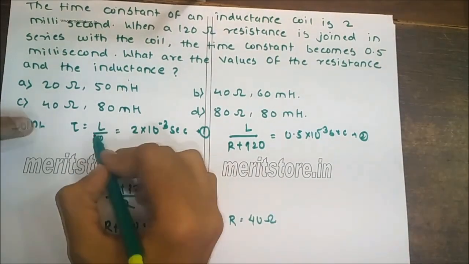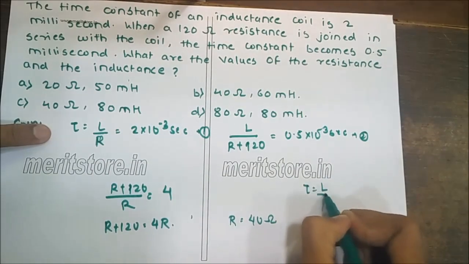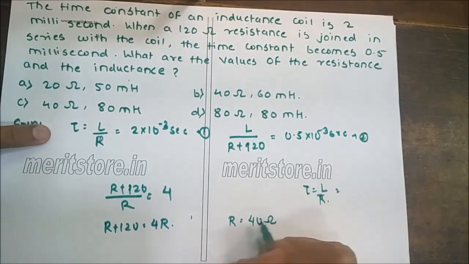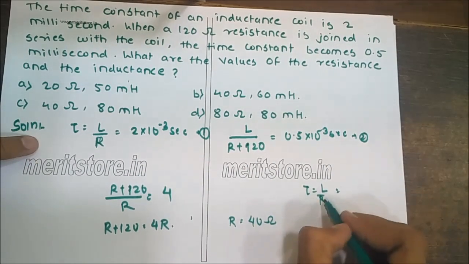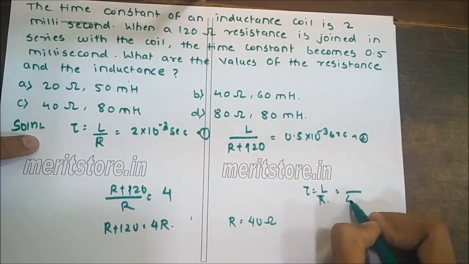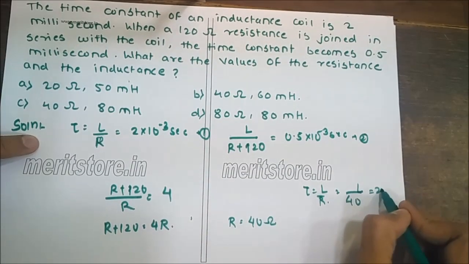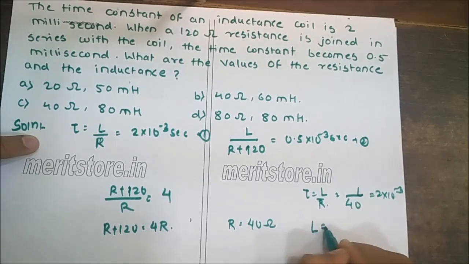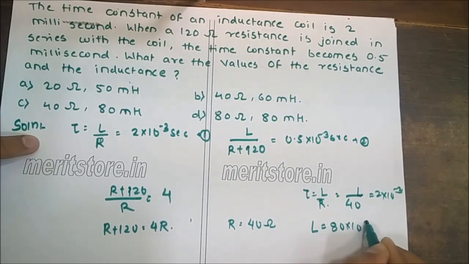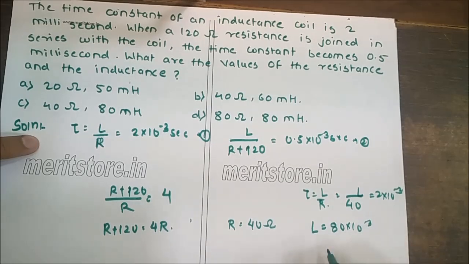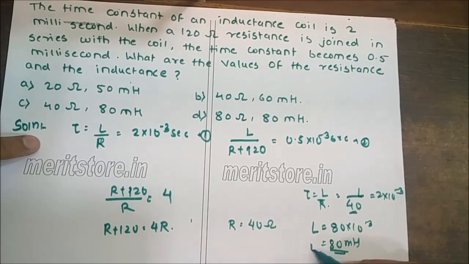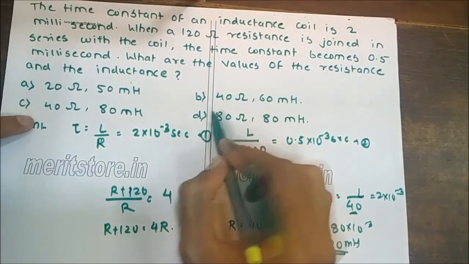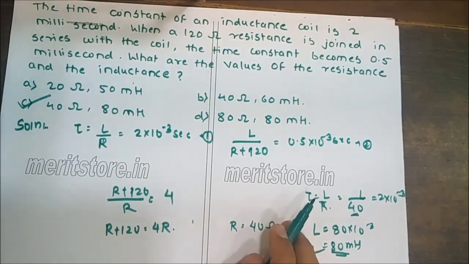And we have tau which is equal to L upon R. We just found R, that is 40, so L upon 40 is equal to 2 into 10 raised to minus 3. So L becomes equal to 80 into 10 raised to minus 3, that is 80 millihenry. So your resistance is 40 and the inductance is 80. So 40, 80 is the correct option, C.